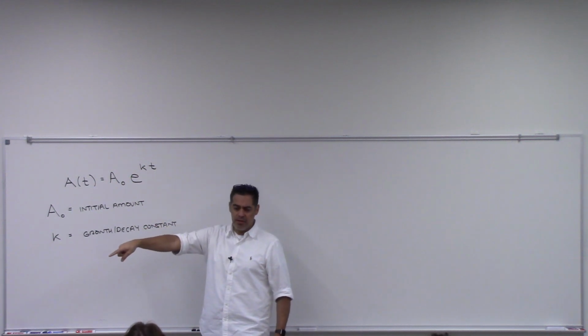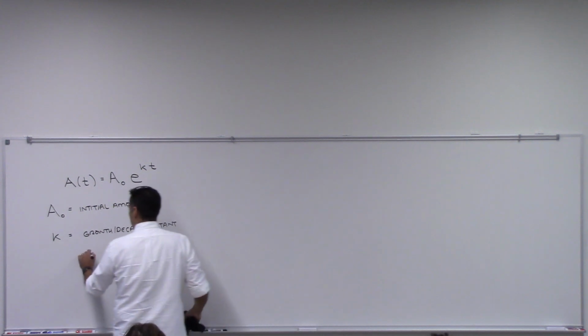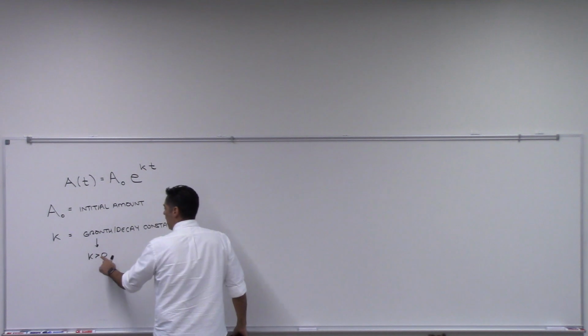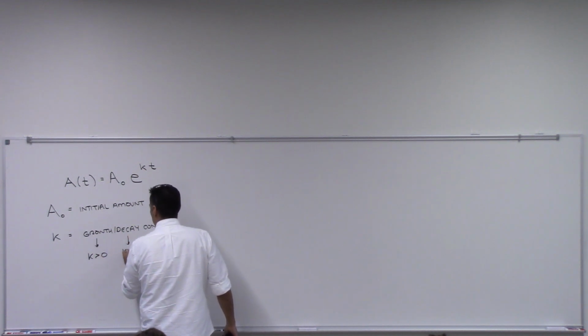And it says here on your sheet that if K is positive, do y'all see that? If K is positive, you have what? Greater than 0. If that's the case, then we have growth. If the K is a negative number, you will have decay.